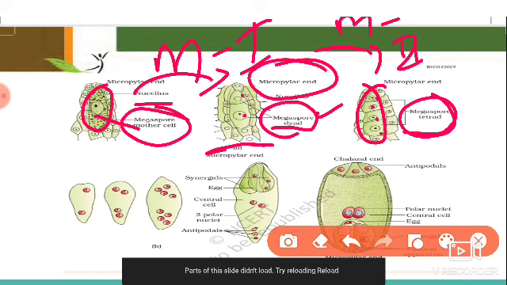Among all these four, only one is going to continue as the embryo sac. The remaining three are going to degenerate, they are going to disappear. Only one is going to mature and continue developing into the embryo sac. Please remember, the remaining three are going to degenerate.